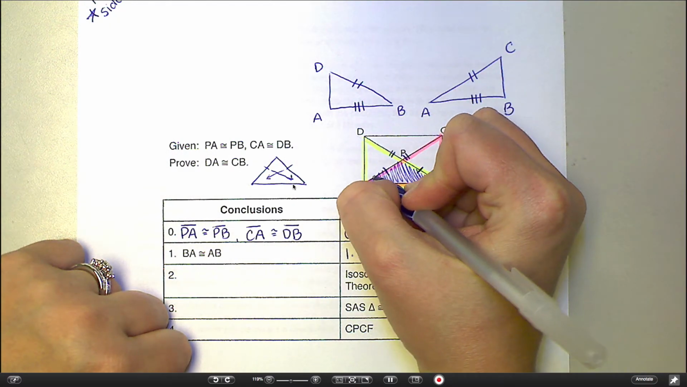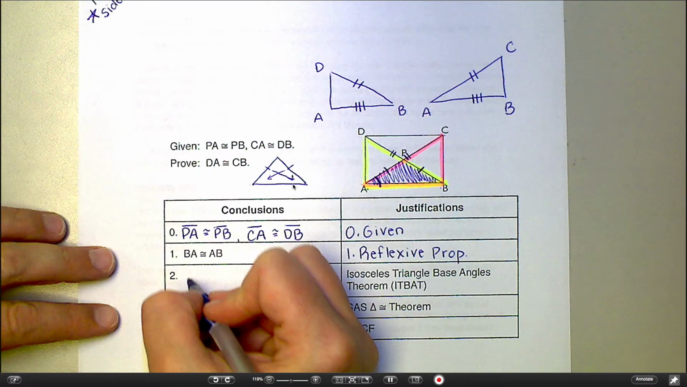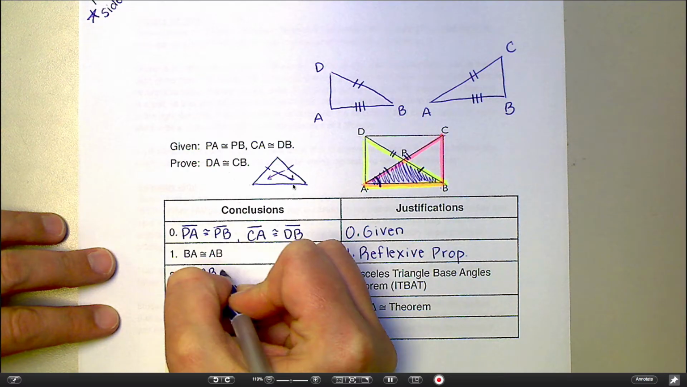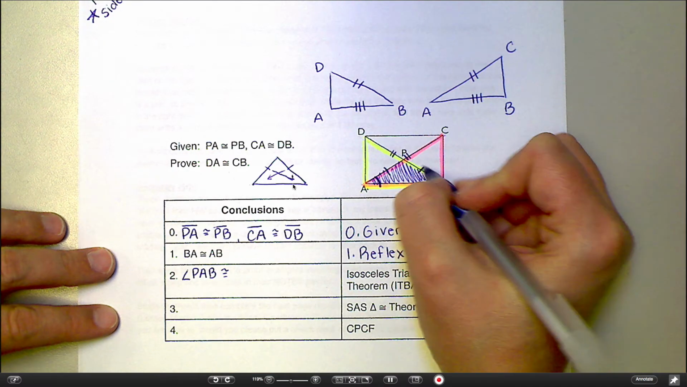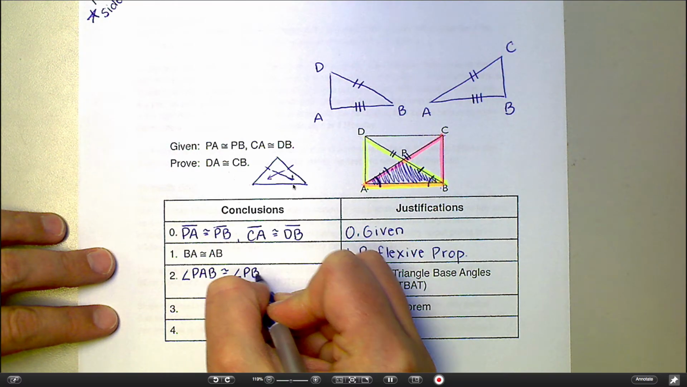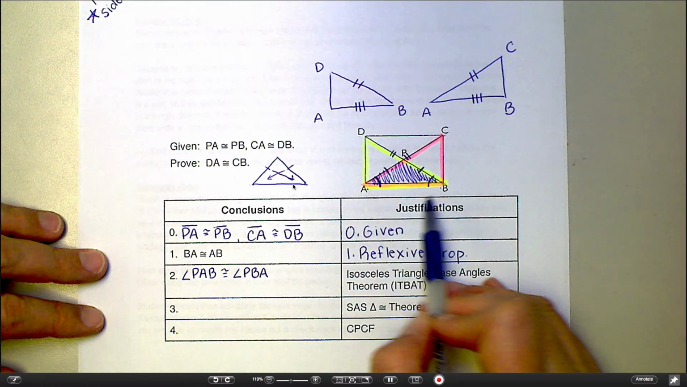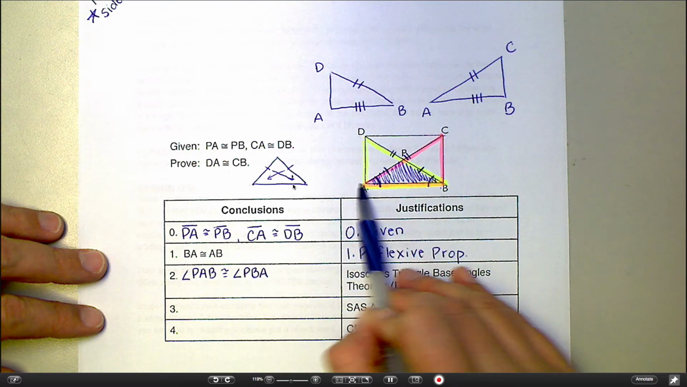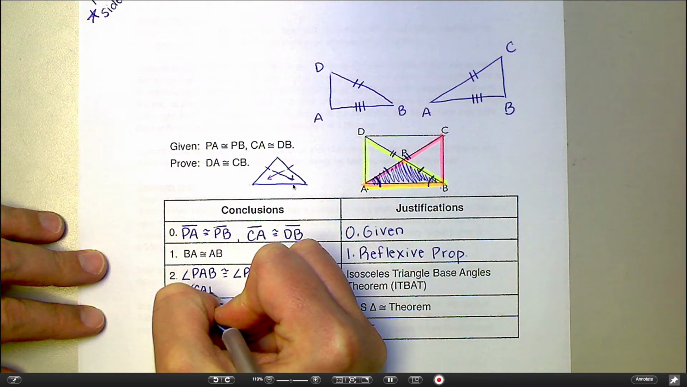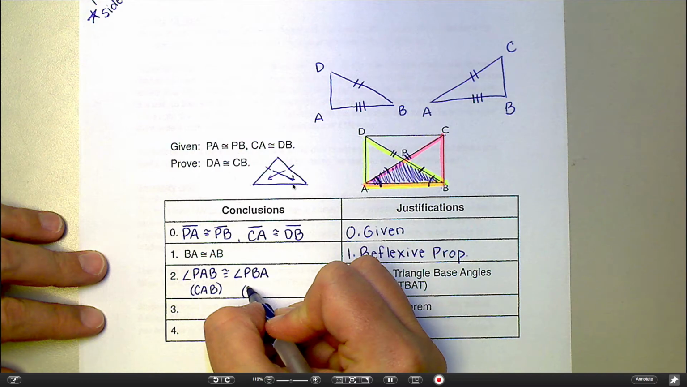This angle would be named PAB or CAB, it doesn't matter. And that's going to be congruent to this angle, which is PBA. And maybe it actually would make more sense if instead of using P, I use C and D. So this angle was CAB. And this angle was DBA.